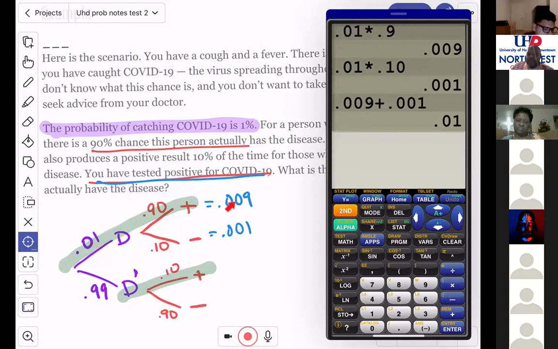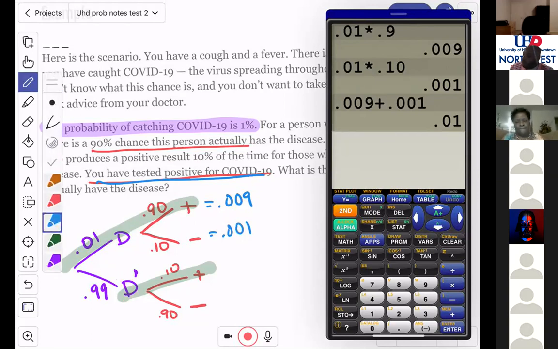These numbers right here are your marginal totals, by the way. They're going to add up to your marginals. This number is a marginal. This number is a marginal. This represents all people with the disease. This represents all the people without the disease. On the next branch, 0.99 times 0.1.